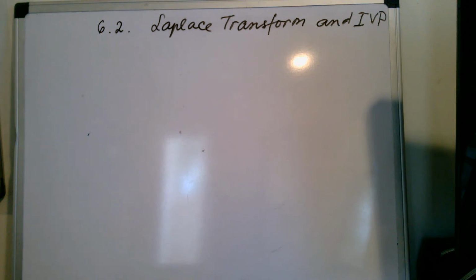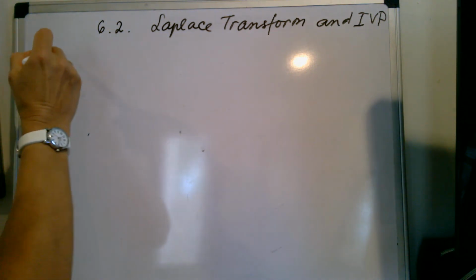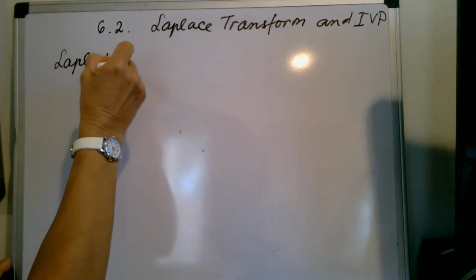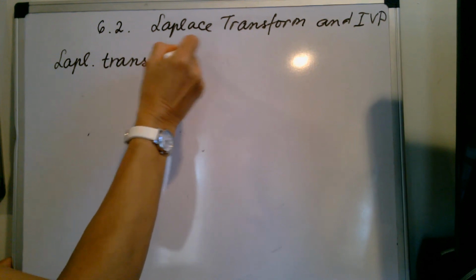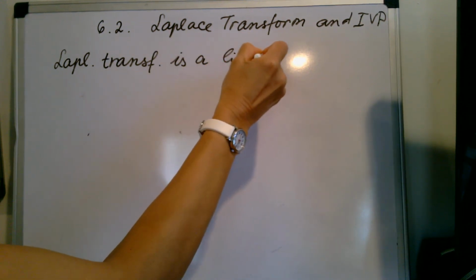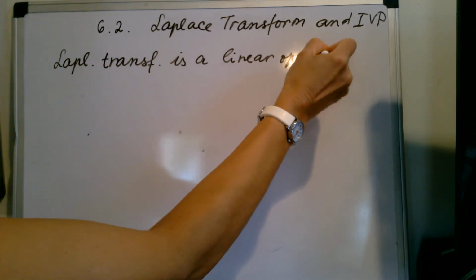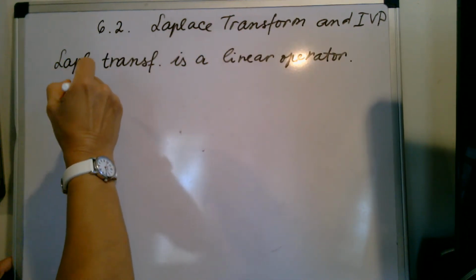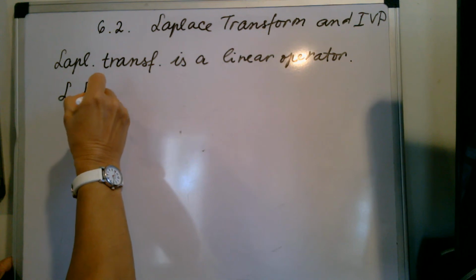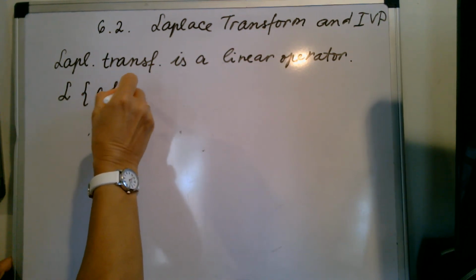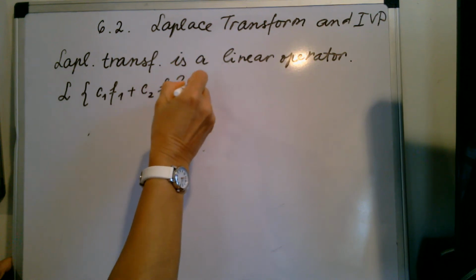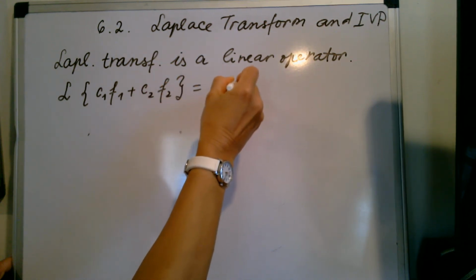So I'm going to start with the statement that Laplace transform is a linear operator. Well, we already remember what a linear operator is. A linear operator is a function which converts a linear combination of vectors, in our case functions, into a sum of linear combinations.